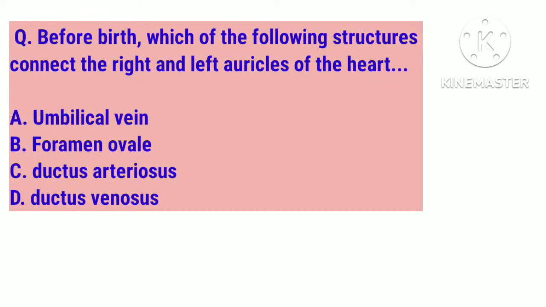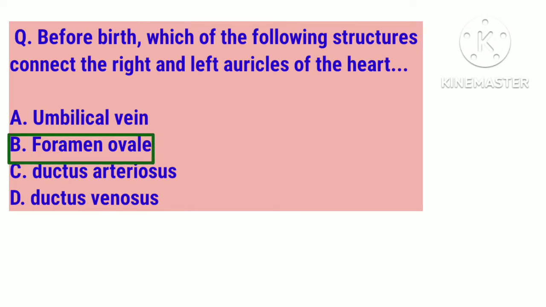Before birth, which of the following structures connect the right and left auricles of the heart? A. Umbilical vein. B. Foramen ovale. C. Ductus arteriosus. D. Ductus venosus. And the correct answer is B.